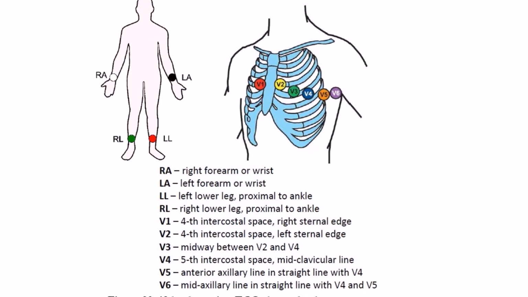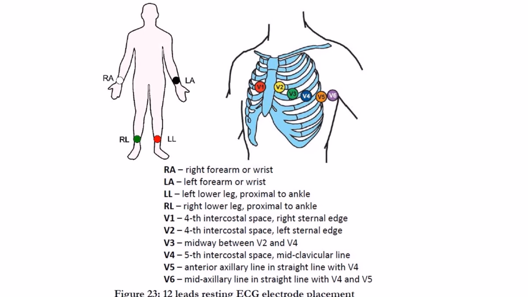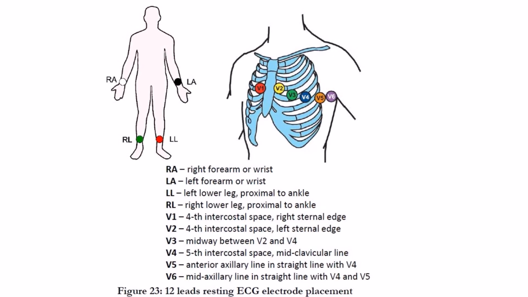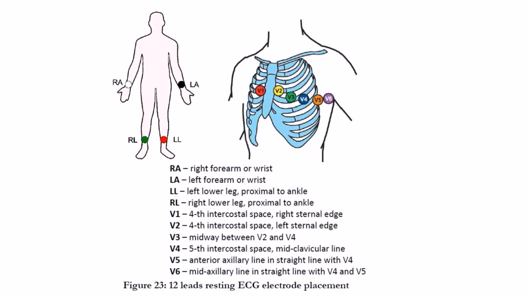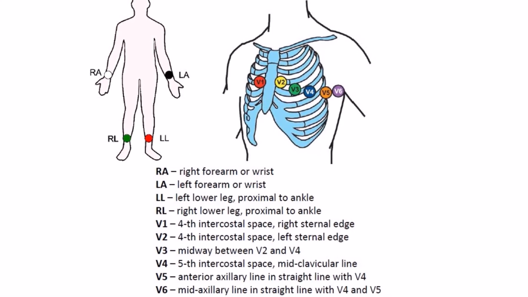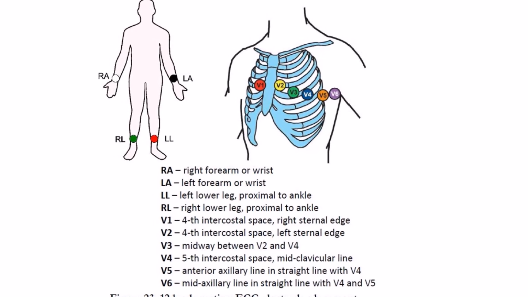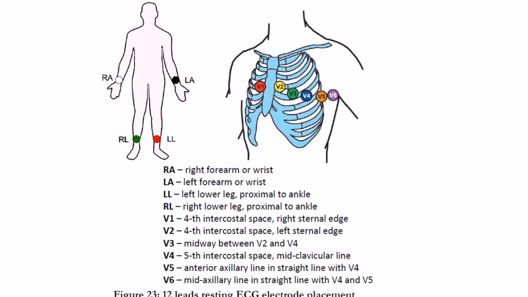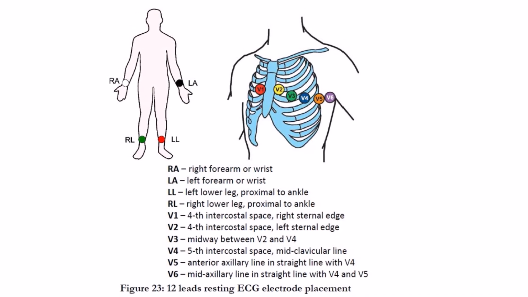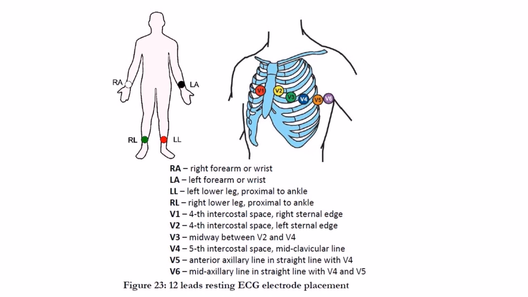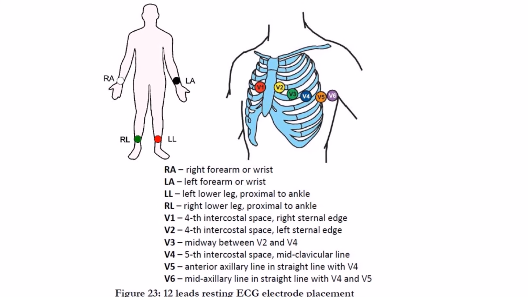V1, fourth intercostal space, right sternal edge. V2, fourth intercostal space, left sternal edge. V3, midway between V2 and V4. V4, fifth intercostal space at the mid-clavicular line. V5, anterior axillary line in a straight line with V4. V6, mid-axillary line in a straight line with V4 and V5. This is how the 12-lead resting ECG electrodes are placed on the surface of the body.